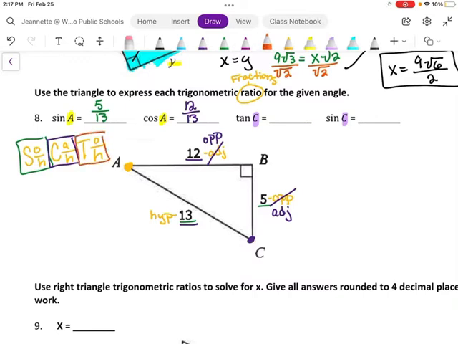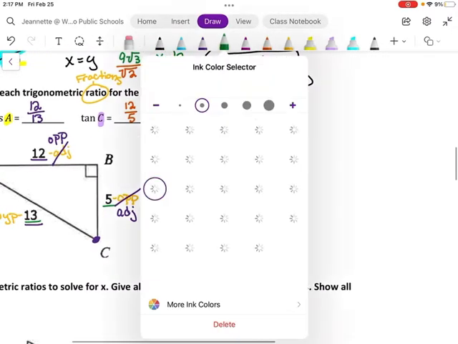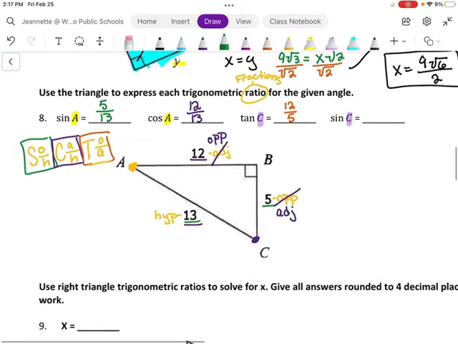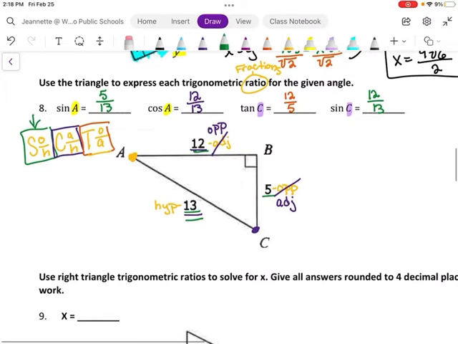Next, we're going to be finding the tangent from angle C, which is opposite over adjacent. Oh, I wrote that wrong. Sorry. That is supposed to be an A, adjacent. So for this, we would have 12 over 5. And then we're going back to sine, which is opposite over hypotenuse. So we'll have 12 over 13. So all of these answers are fractions, and you don't need to use a calculator for them at all.